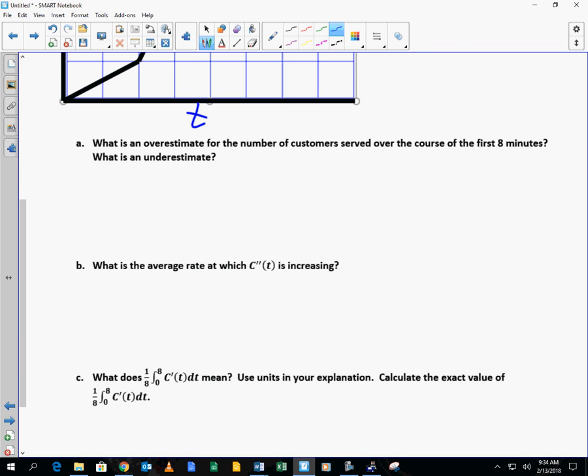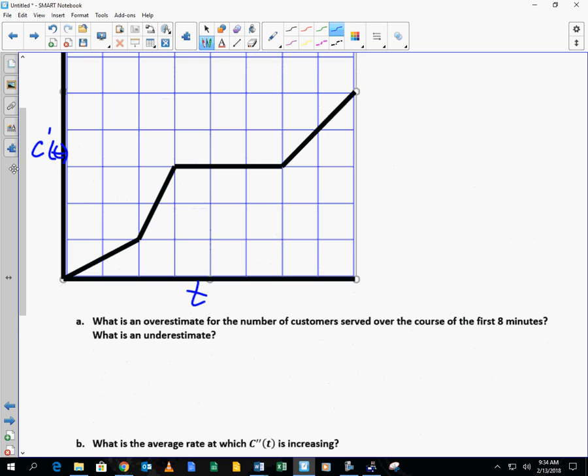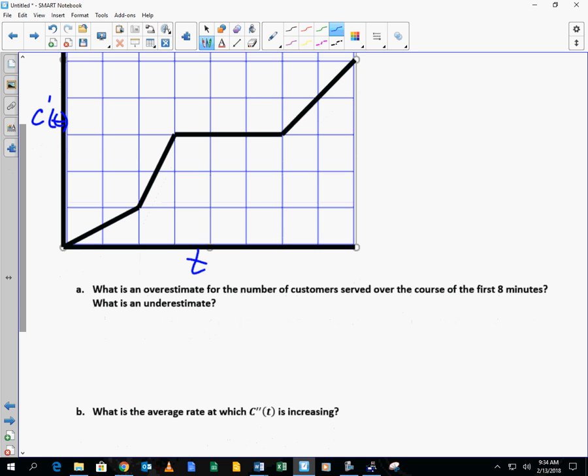What is an overestimate for the number of customers served over the course of the first 8 minutes? And what is an underestimate? How would I come up with an overestimate looking at this graph? What would give me an overestimate, a right hand or a left hand? A right hand.